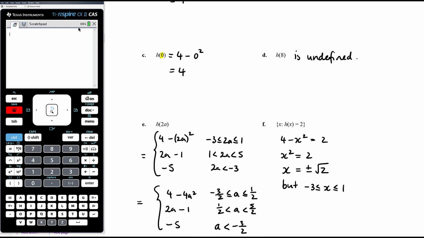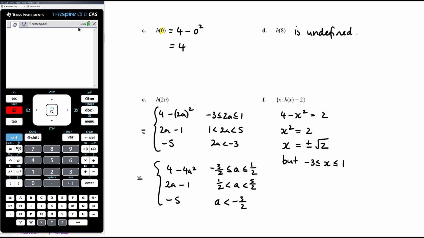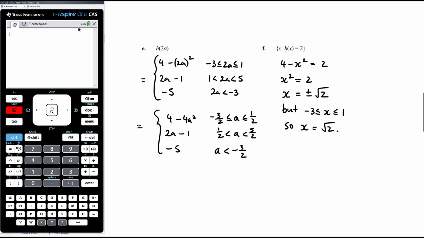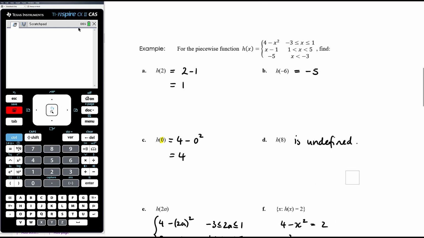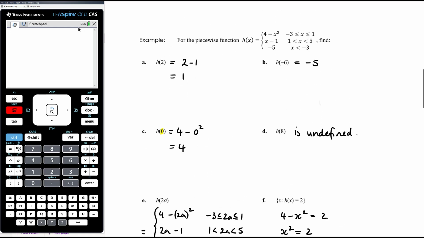Now root 2 is about 1.4, so positive root 2 is not within this domain, so that means x equals root 2 is a solution. If we look at the second branch of the function, the rule is x minus 1, setting that equal to 2, we get x equals 3, and we need that to be in the domain 1 to 5, which it is.